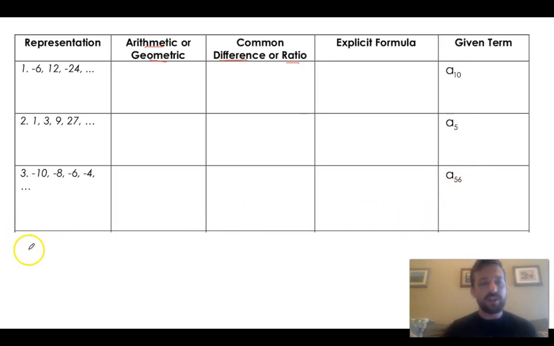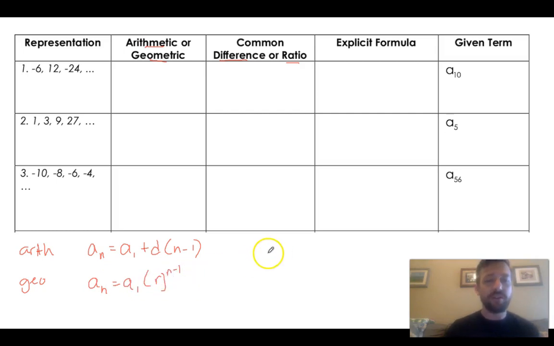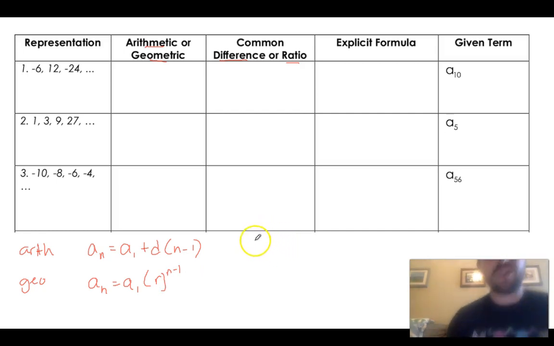Okay, so let's first remind ourselves of the basic arithmetic and geometric formulas. For arithmetic, a_n, to find whatever term you want, you start out with the first term plus the common difference times n minus 1. And for geometric, a_n is equal to a_1 times the common ratio raised to the power of n minus 1. So those are the two formulas to help you find each one of those.